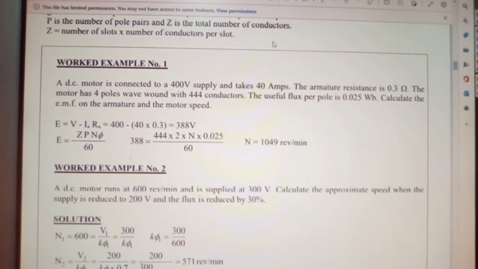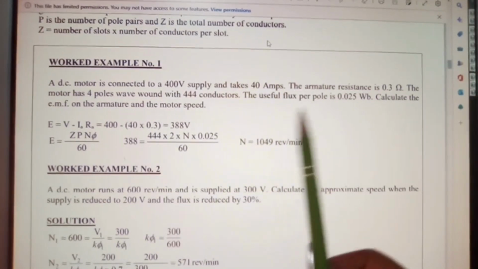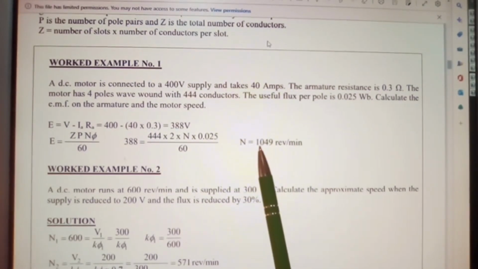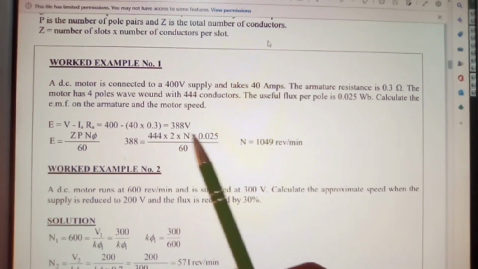Now, I'm going to leave that for you to confirm, but you can see that the speed here, N, equals 1049 revs per minute, okay? And you should be able to get that from this, okay?